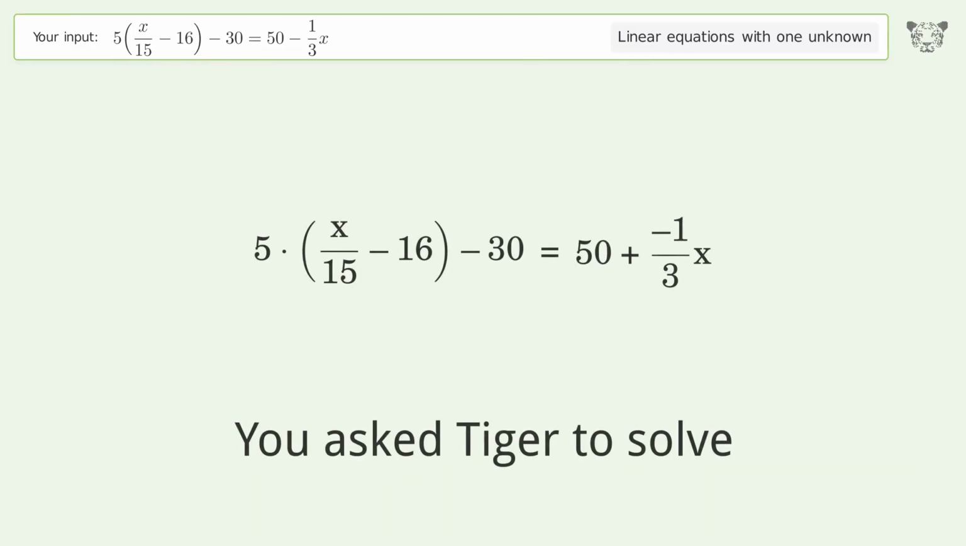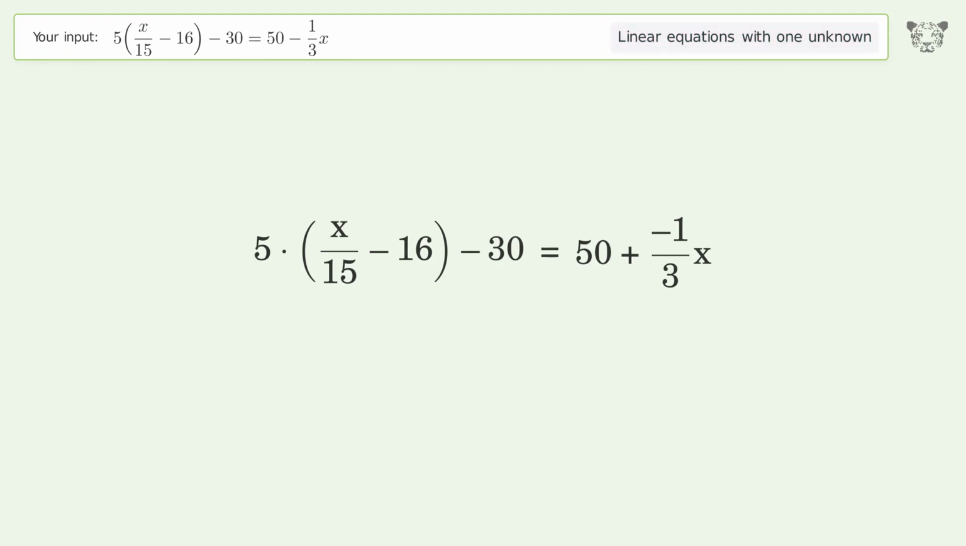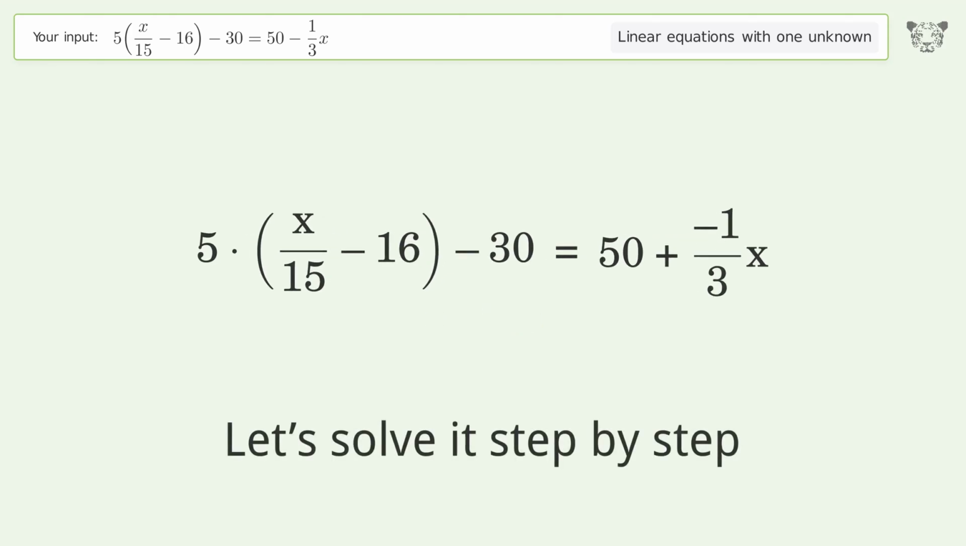You ask Tiger to solve. This deals with linear equations with one unknown. The final result is x equals 240. Let's solve it step by step.